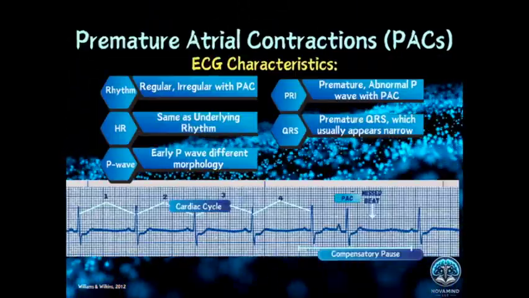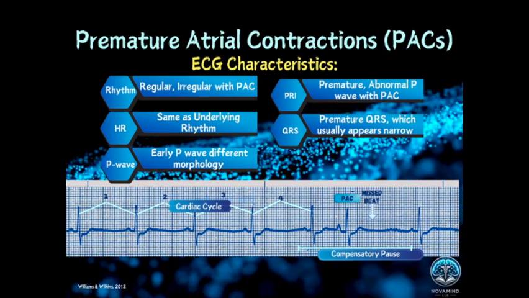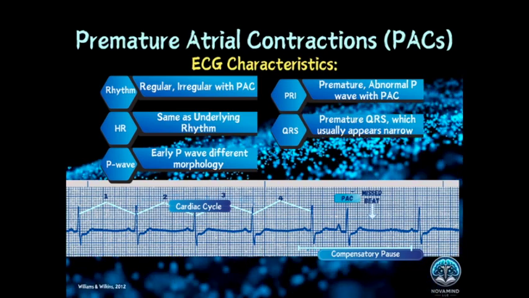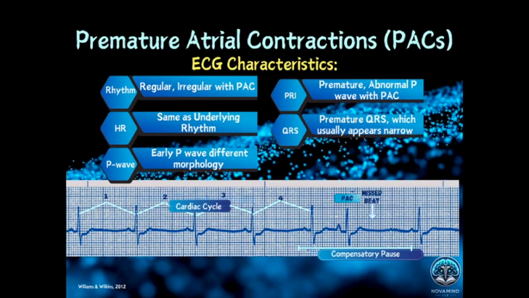Premature atrial contraction, ECG characteristics. The underlying rhythm is typically regular but becomes irregular when the PAC occurs. The rate corresponds to the underlying rhythm unless affected by the PAC.